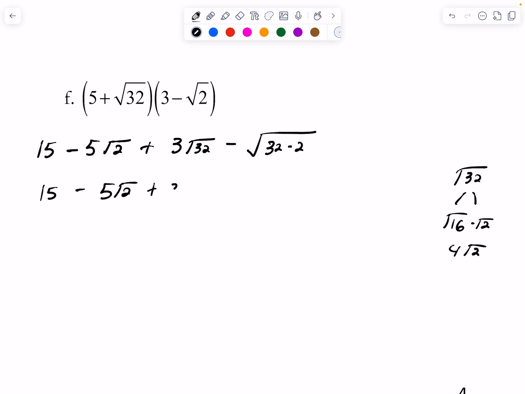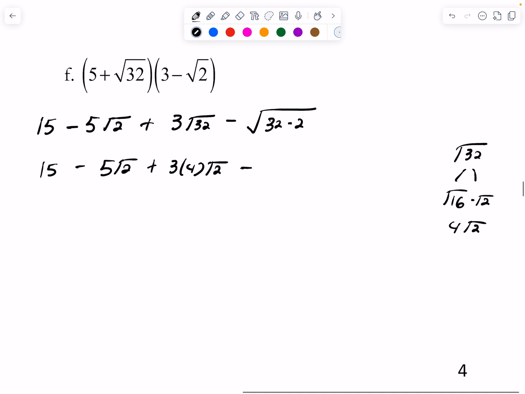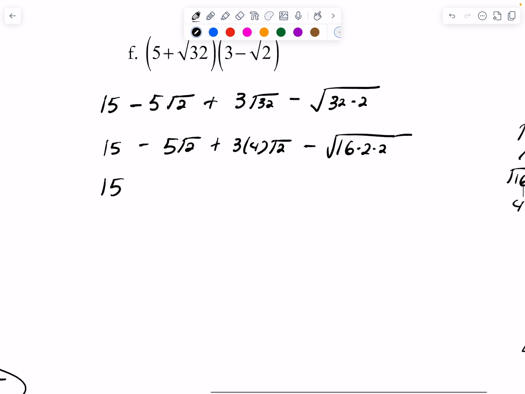So that's going to be 3 times 4 root 2 minus, we just did that one over here. So this one is going to be, break this down into 16 times 2 times 2, which actually you could have just put those together to get 64, which will give you a perfect square. So that's 12 root 2 minus, and as I just said before, the square root of 16 is 4.